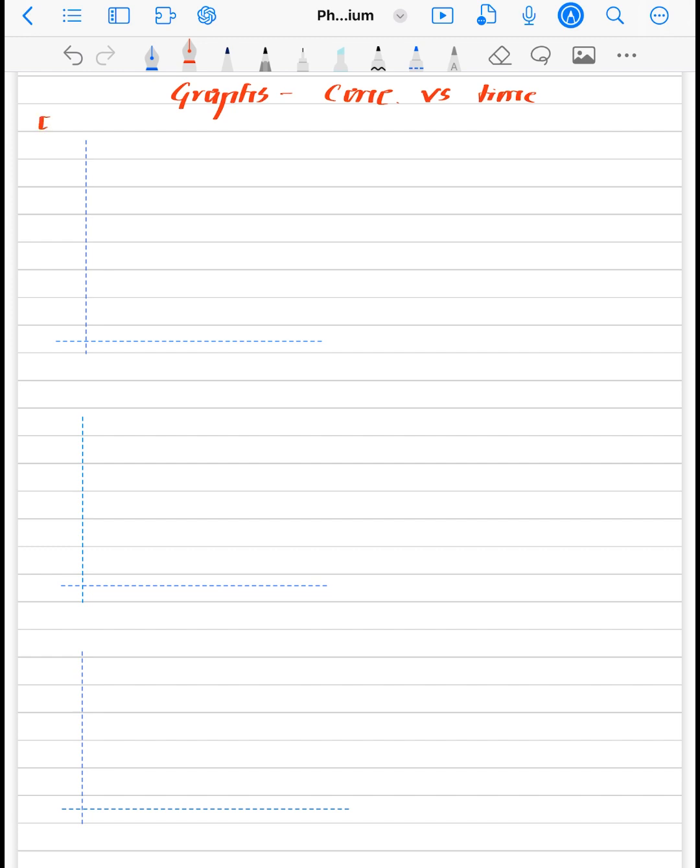So, let us mark it over here. In all the cases, the concentration is on one of the axes. So, let's say these are the concentrations, right? And on the other axis, we will take the time into consideration. So, let's have the time over here. Now, the first type of graph that is expected from the student to understand is a concentration versus time graph.